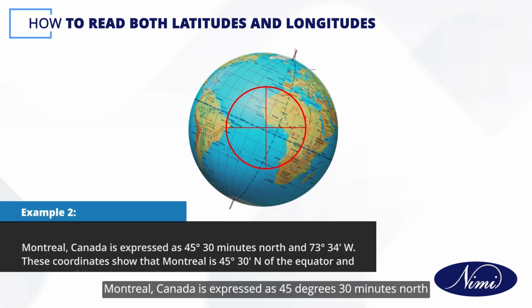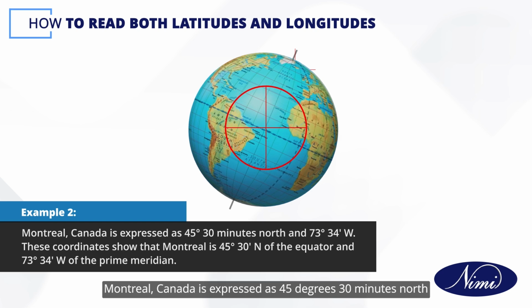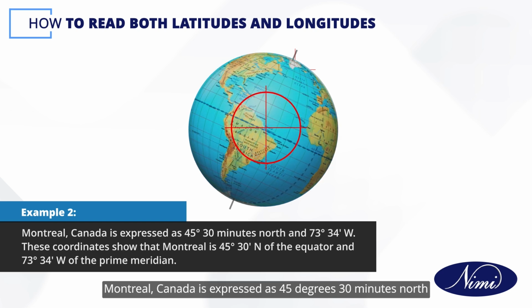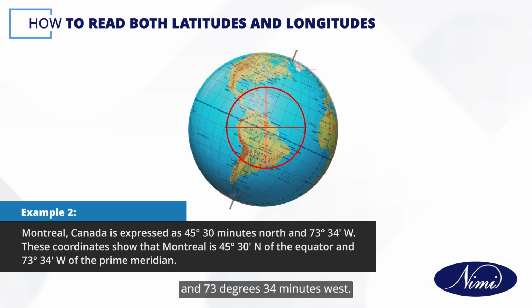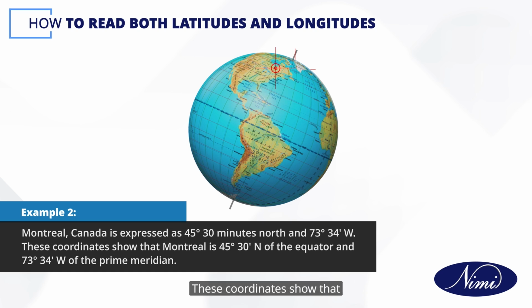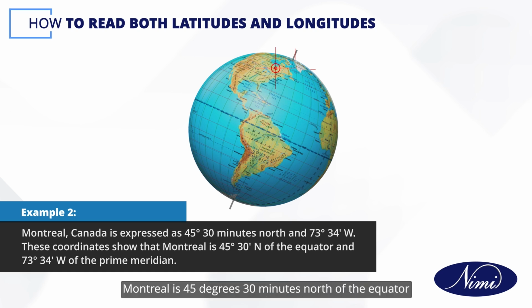Example 2. Montreal, Canada is expressed as 45 degrees 30 minutes north and 73 degrees 34 minutes west. These coordinates show that Montreal is 45 degrees 30 minutes north of the equator and 73 degrees 34 minutes west of the prime meridian.